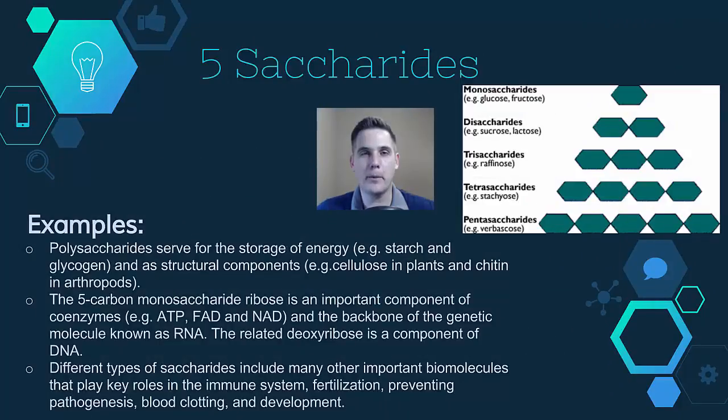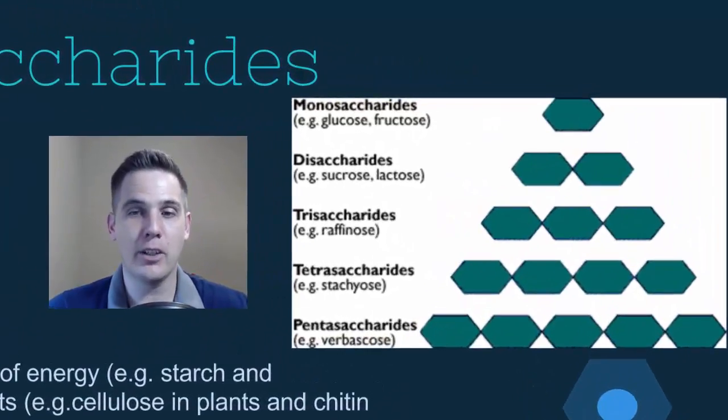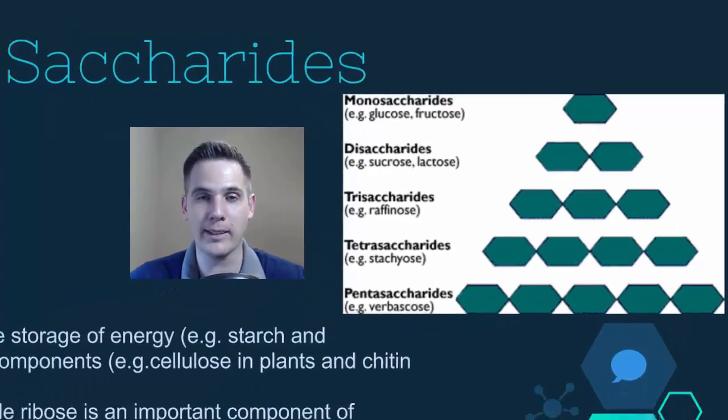And carbohydrates come in 5 different varieties, and those varieties are called saccharides. So anytime you hear the word saccharide, you know you're dealing with a carbohydrate. And there are 5 kinds: monosaccharides, disaccharides, trisaccharides, tetrasaccharides, and pentasaccharides. And there's some more examples on the screen to help you out if you need to know more about saccharides for one of your projects.